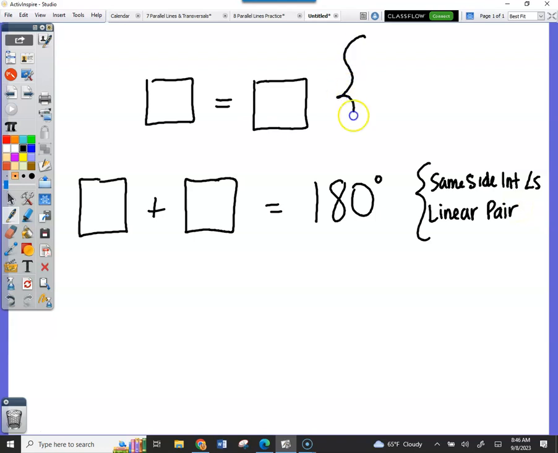All of the others, you've got vertical, alternate interior, alternate exterior, and corresponding. All of those angles are just set them equal. So how do you know which equation you're dealing with? You just need to identify what angles are in front of you, okay?